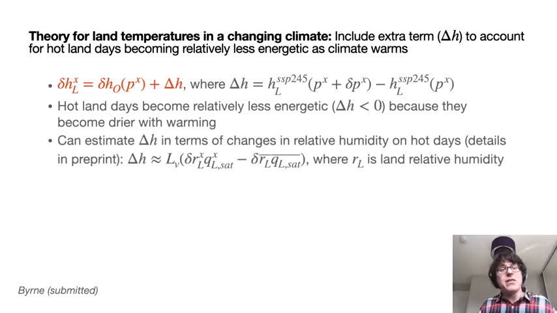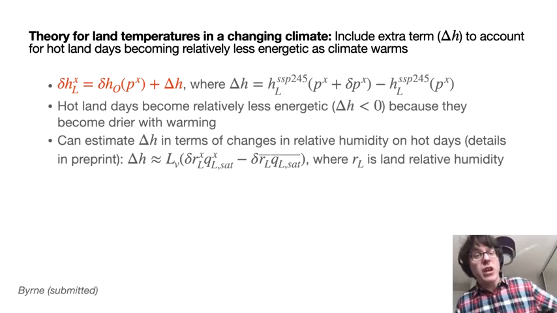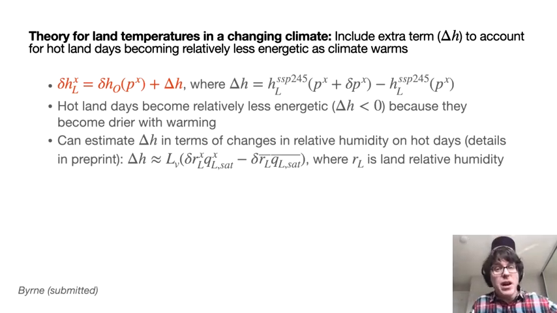So we can estimate delta H in terms of changes in relative humidity on hot land days relative to changes in relative humidity averaged over all days over land. And I won't go into the details of how we do this estimation. You can look in details on the preprint that I'll show the link to at the end of this talk.